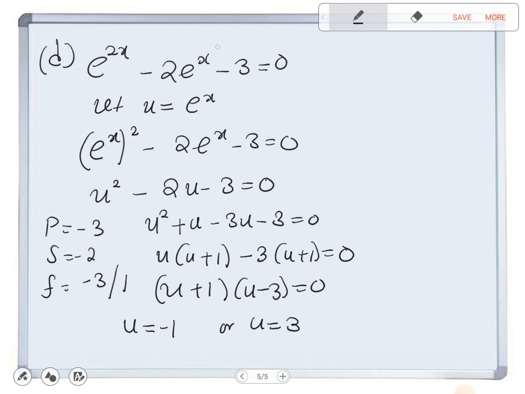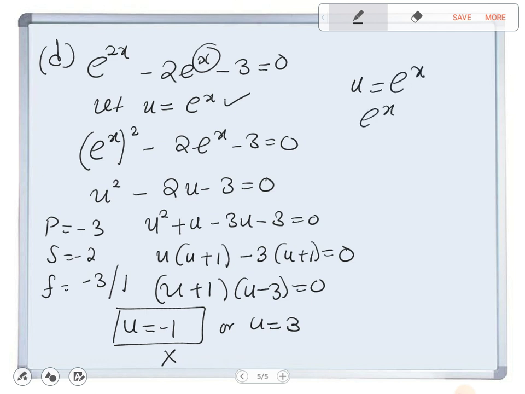Now our main interest is to find x and not u. So now we are going to discard. You can never have an exponential being equal to a negative number. That's not going to work out for us. So this one is discarded. We're just going to take the positive one. So we know that u is equal to e to the power x. So where there is u, we put 3.